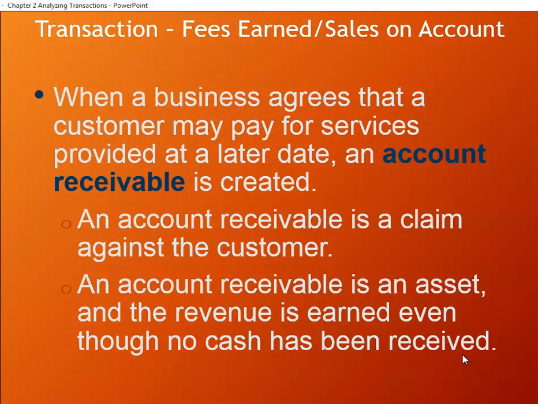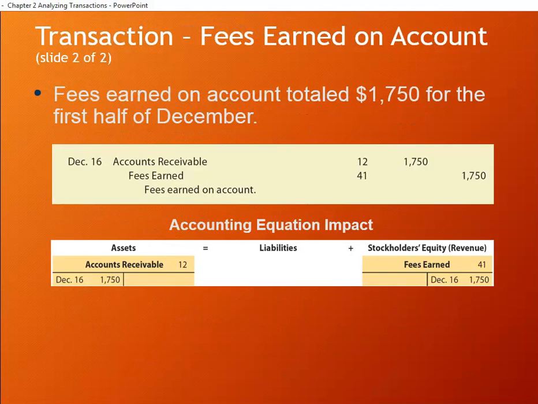Why? Because we're dealing with the accrual basis of accounting. Okay? If we had to wait until cash was received, we would be dealing with the cash basis of accounting, and that is not a U.S. GAAP approved method of accounting. So we're going to go with the accrual basis of accounting. Let's go ahead and do this little transaction here, and then we will stop this video.